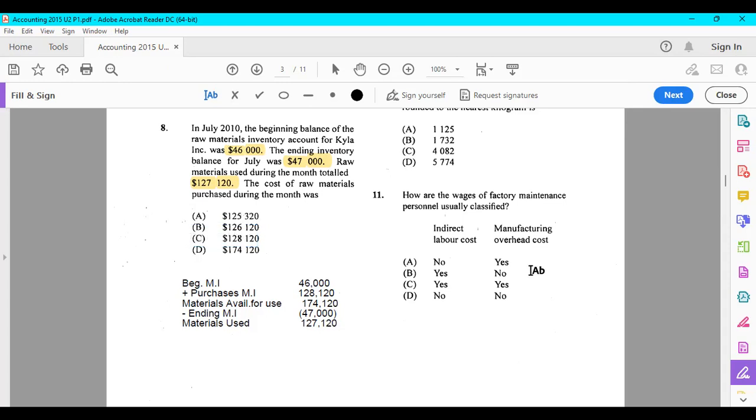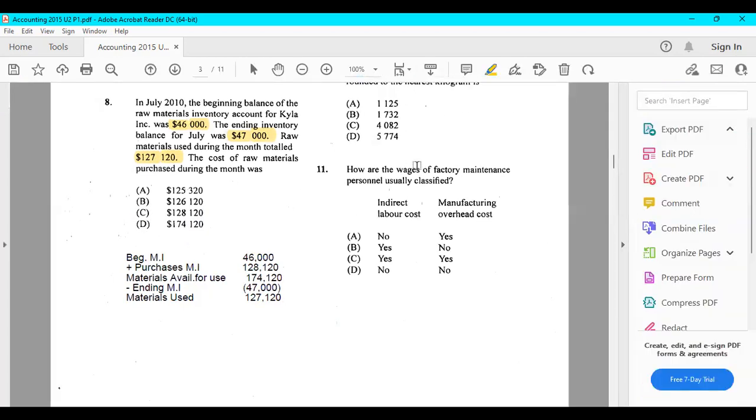Oh, I need to take off this thing. All right, there we go.